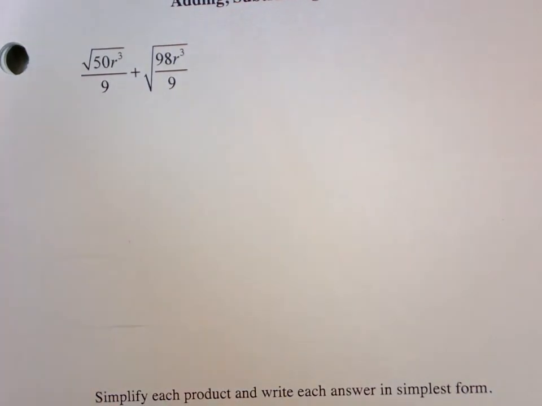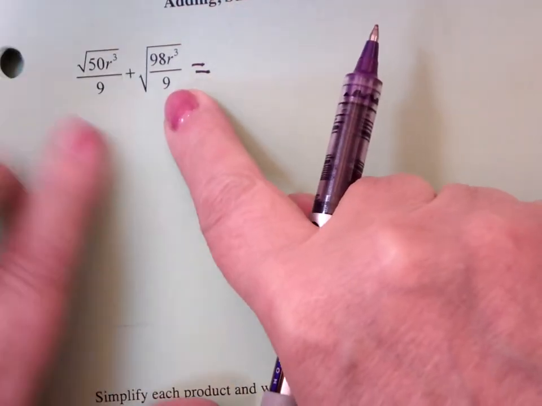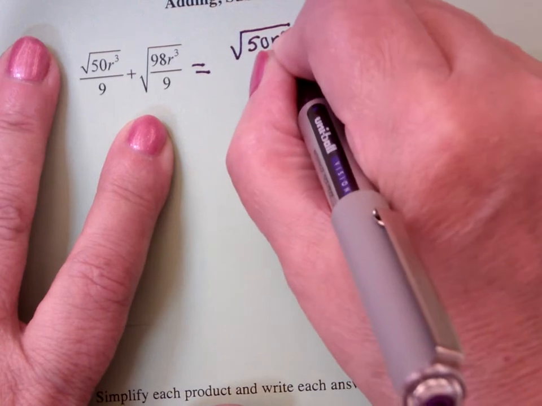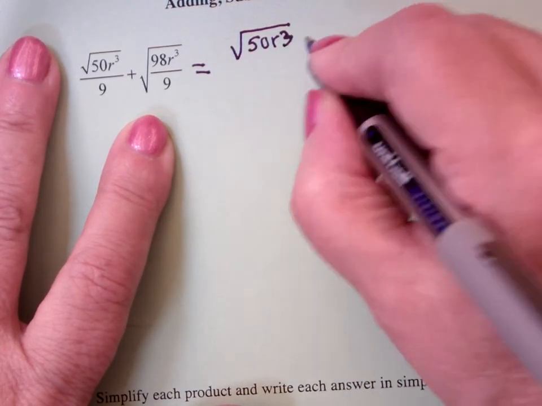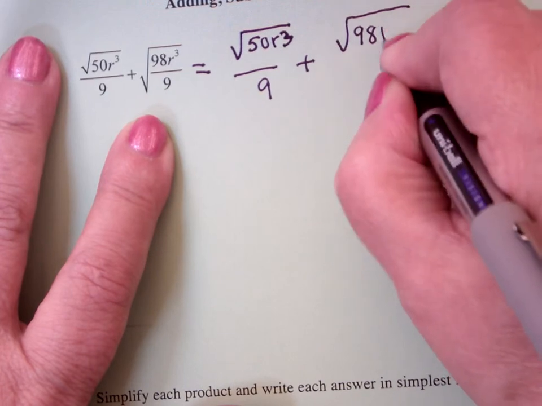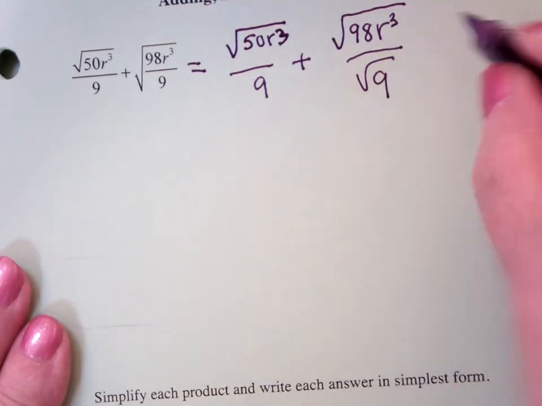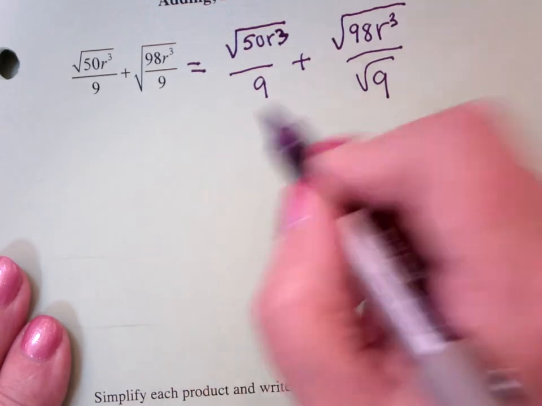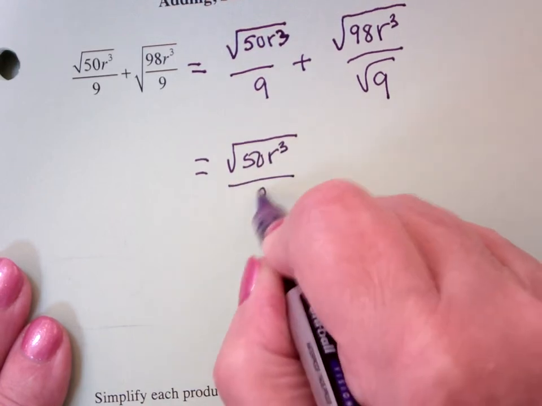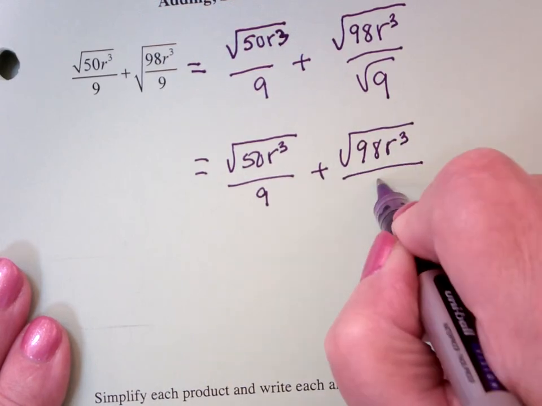Now, this problem looks a lot more difficult than it is. But what I'm going to do is rewrite the second one as 50r cubed over 9 plus the square root of 98r cubed over the square root of 9. So that the actual problem becomes the square root of 50r cubed over 9 plus the square root of 98r cubed, and the square root of 9 is 3.